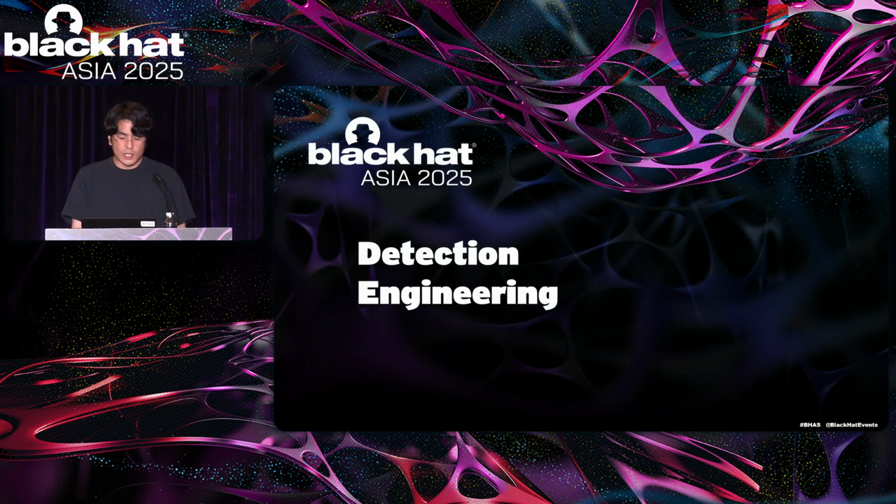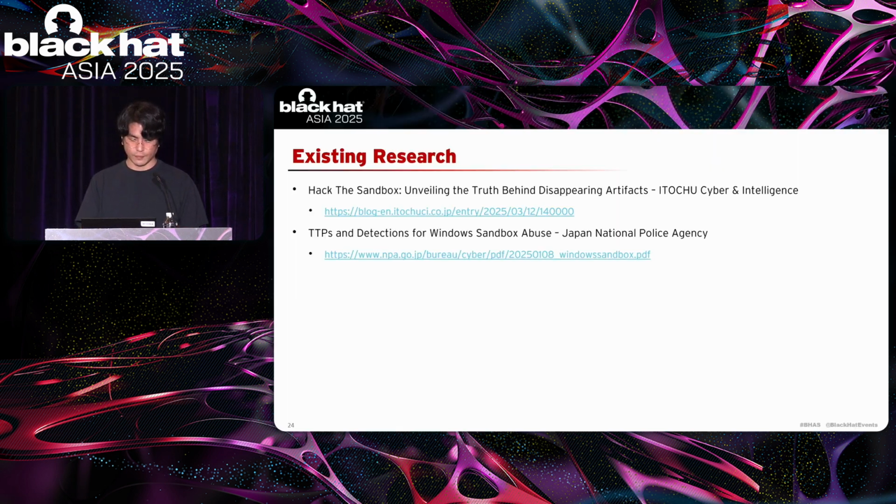Okay, so now we understand how it works. Now let's think about how we can detect it. Regarding the countermeasures and forensic approaches for usage of Windows Sandbox, ITOCHU and Japan NPA have already published very good documents, so you can also refer to them. But for this presentation, I'm going to focus more on how to find suspicious abuse of Windows Sandbox for threat hunting.